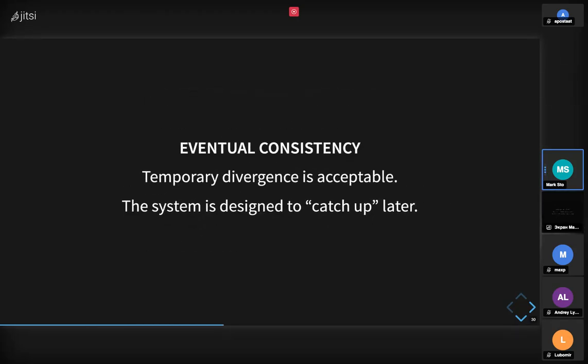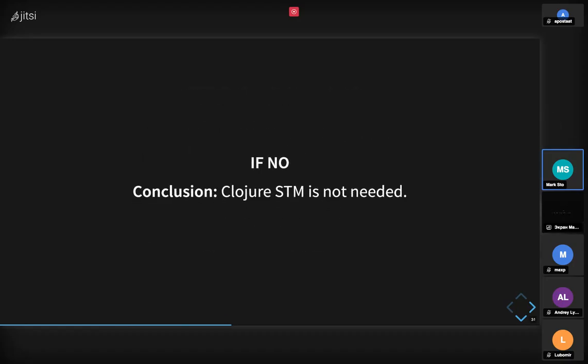Another interesting concurrency mode that is weaker than ACI is eventual consistency, when temporary divergence of values between parts of the system is allowed, provided that over time they will converge in the absence of new changes. The system is basically designed to catch up later. We won't spend much time here. We have to answer the question first.